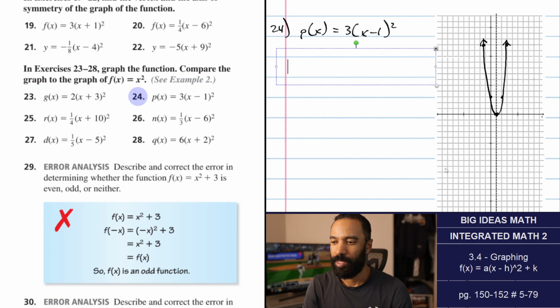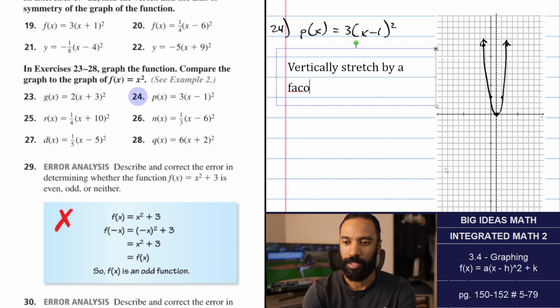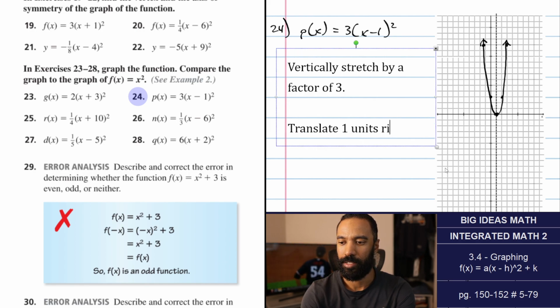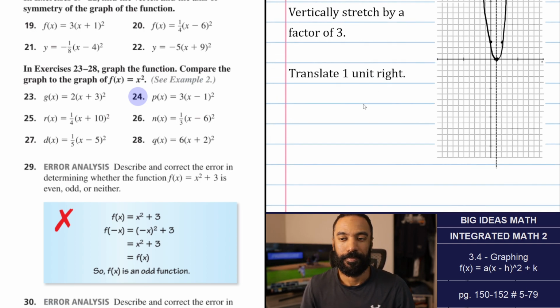Compare it. I'm not going to do everything. I'm just going to not talk about the axis of symmetry. We vertically stretch by a factor of 3. Translate 1 unit right. All right, there's number 24.